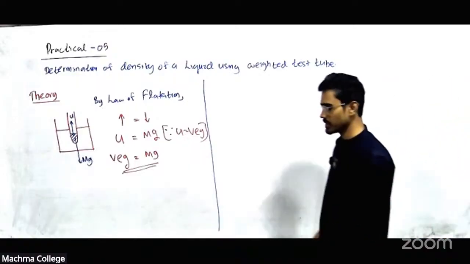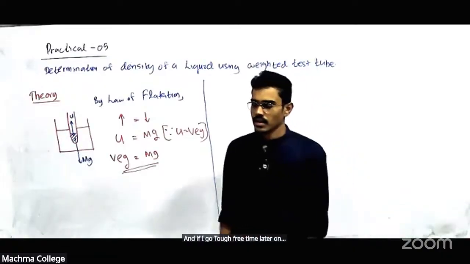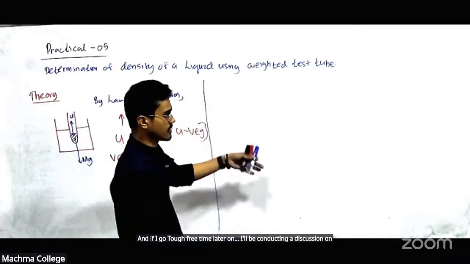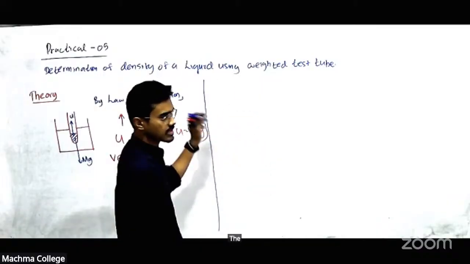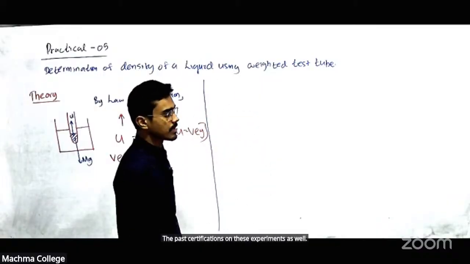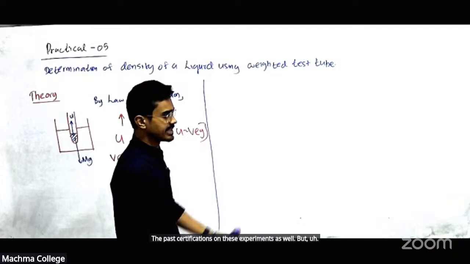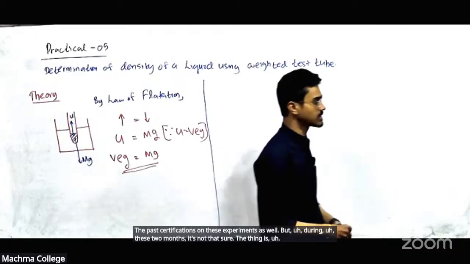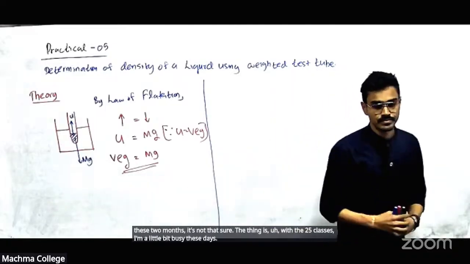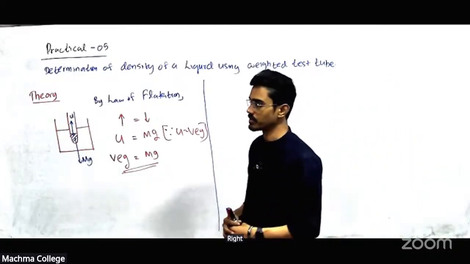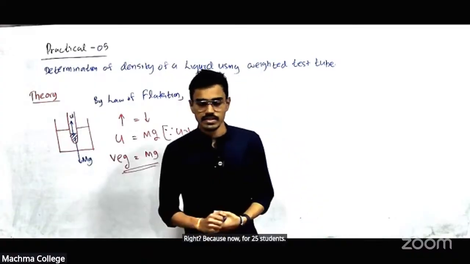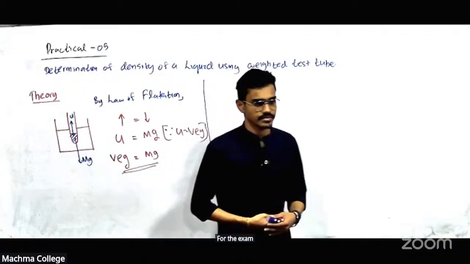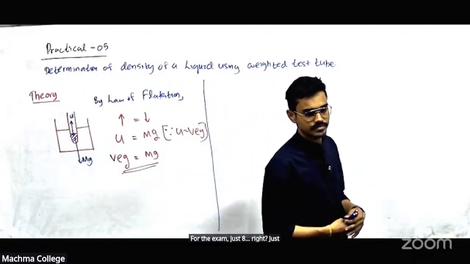And if I get free time later on, I'll be conducting a discussion on the past paper questions on these experiments as well. But during these 2 months, it's not certain. The thing is, with the 25 classes, I'm a little bit busy these days, right? Because for the 25 students, this is the 9th week ongoing. They have just 8 weeks remaining before the exam.